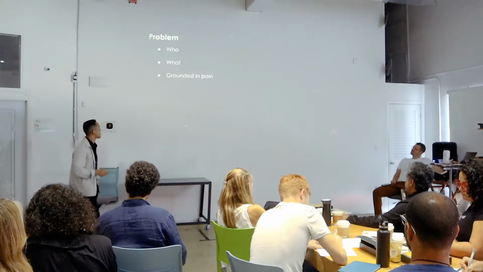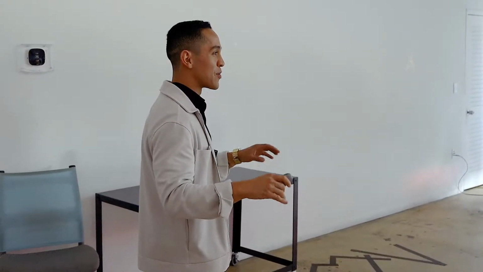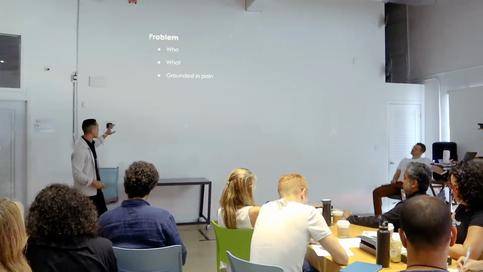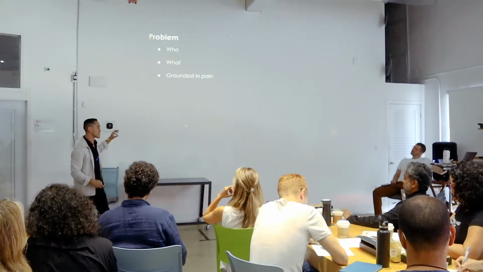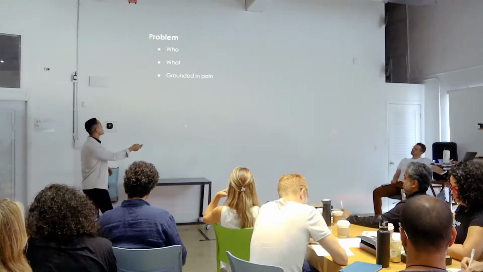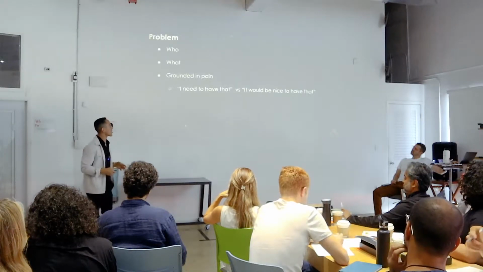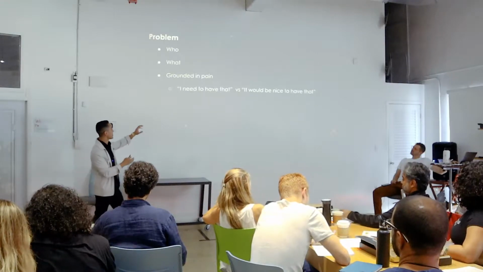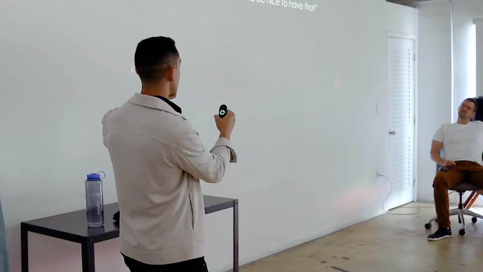And the most important thing about a problem, I'm teaching you guys how to create products that sell, right? Like that sell quickly, that when you take them to market, they are successful. So it's not an uphill battle. So make sure that whatever problem you choose, the problem is grounded in pain. And here's what I mean by this. You want to find a problem and create a product that solves that problem, that it's like, I need to have that versus it would be nice to have that.